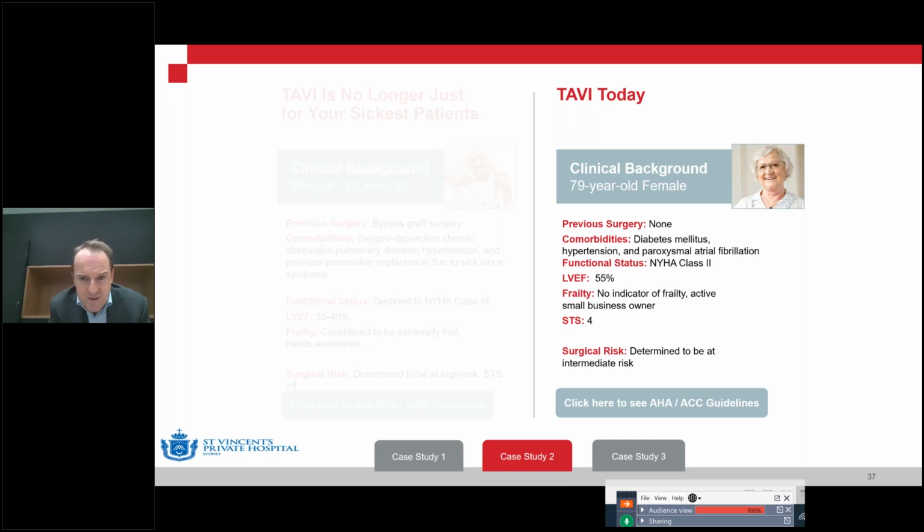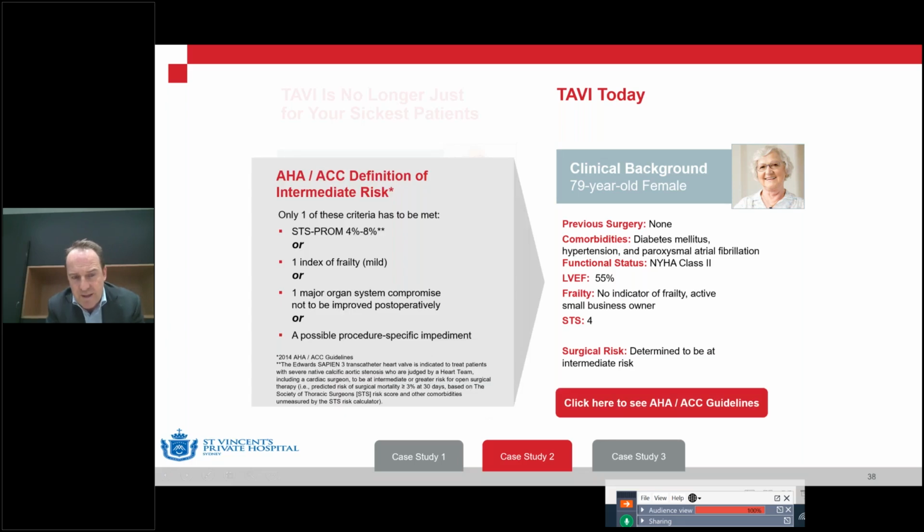But another example here is a 79-year-old female with no previous cardiac surgery, only comorbidities being diabetes and hypertension, as well as paroxysmal atrial fibrillation. That patient has no indicators of frailty, is still working and has her own business. And if we put her into a risk score calculator, because of a number of her comorbidities, she would come up at intermediate risk, and therefore we really should be considering doing something about her valvular disease.